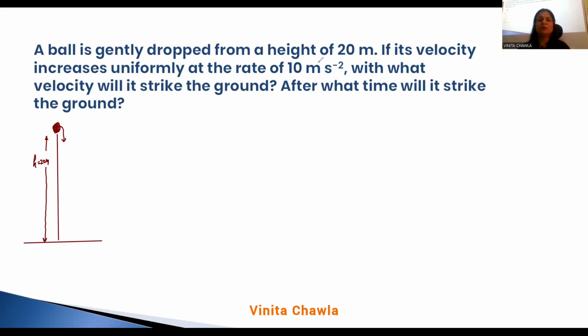Okay, let's do this then. If its velocity increases uniformly at the rate of 10 meter per second square, with what velocity will it strike the ground? Let V be the velocity. V is the final velocity, right? So let V be the velocity with which it strikes the ground.